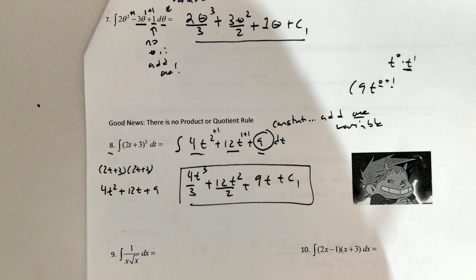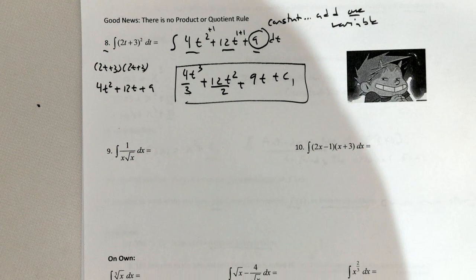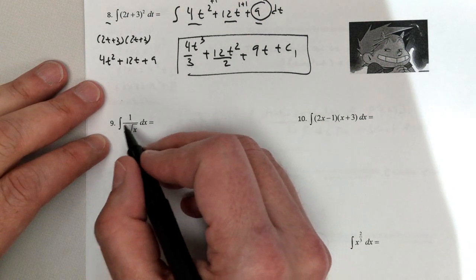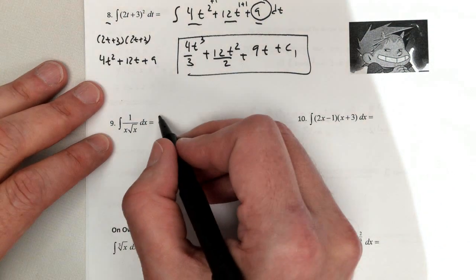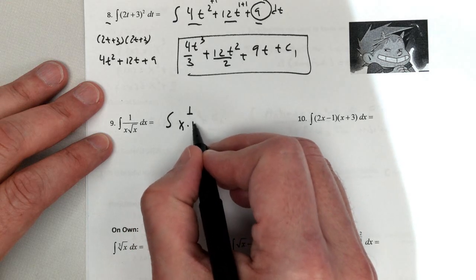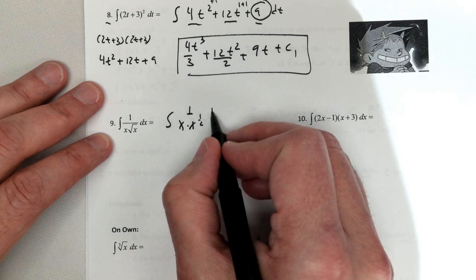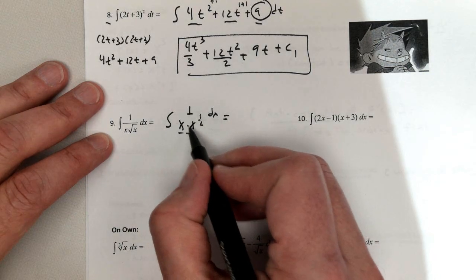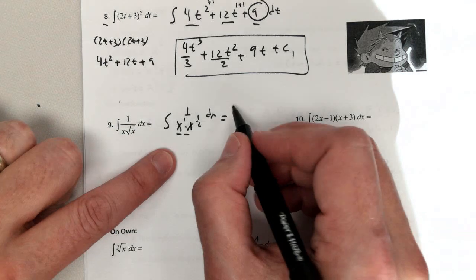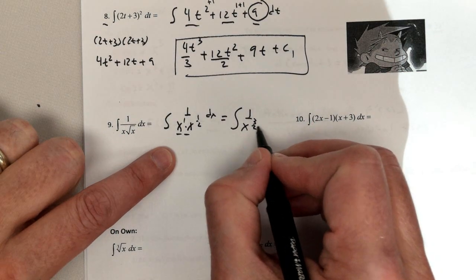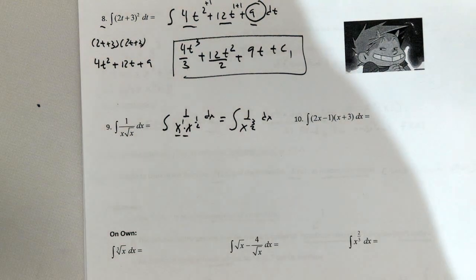So let's go into a couple more here. Do a few more. Number 9, this is where the fun really begins right here. So for a problem like number 9, I'm going to rewrite this again. I'm going to rewrite this as 1 over x times x to the 1/2 dx. And by doing such, I can now add their exponents together. There's a 1 there, and this becomes now 1 over x to the 3/2 dx. 1 plus 1/2 is 3/2.